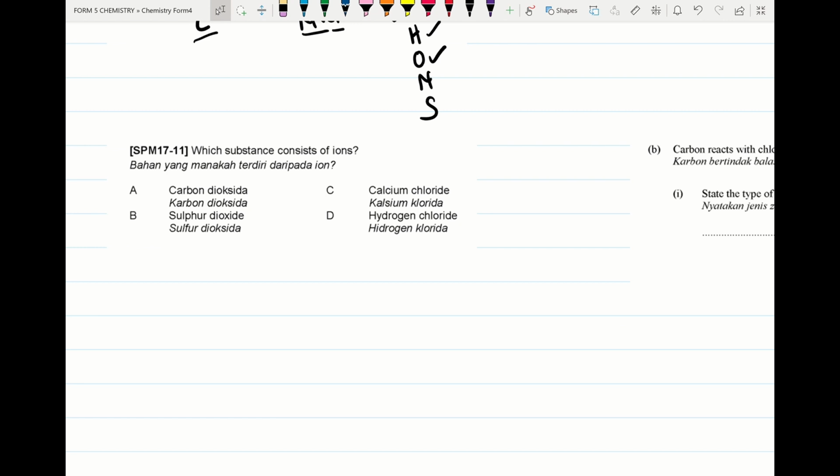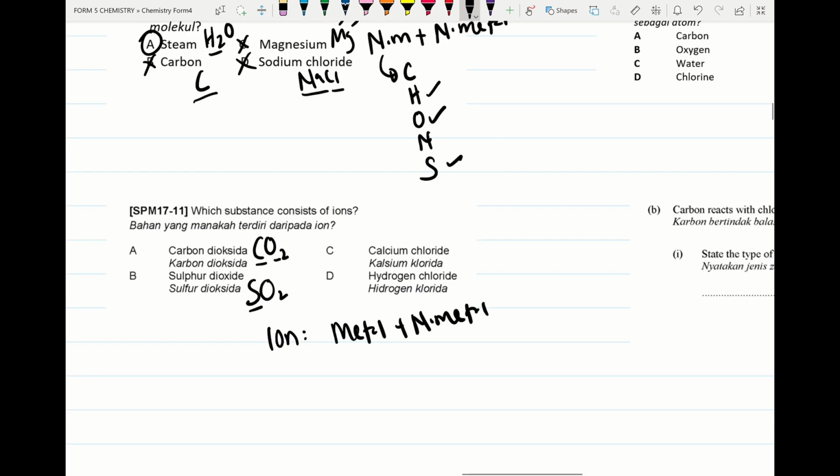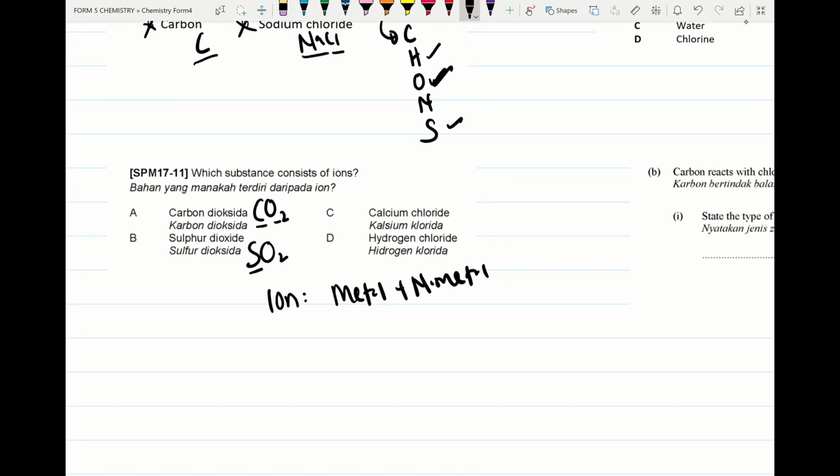Right, which of the following substances consists of ions? So please remember, ions exist as metal plus non-metal, and the type of particles present is ion. So we try to do the formula: carbon dioxide, non-metal, non-metal, exists as molecule. Sulfur dioxide, sulfur, non-metal. Oxygen, non-metal, exists as molecule.